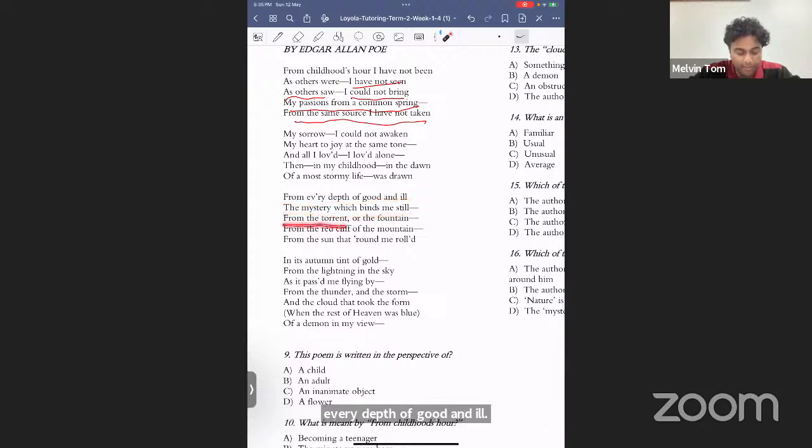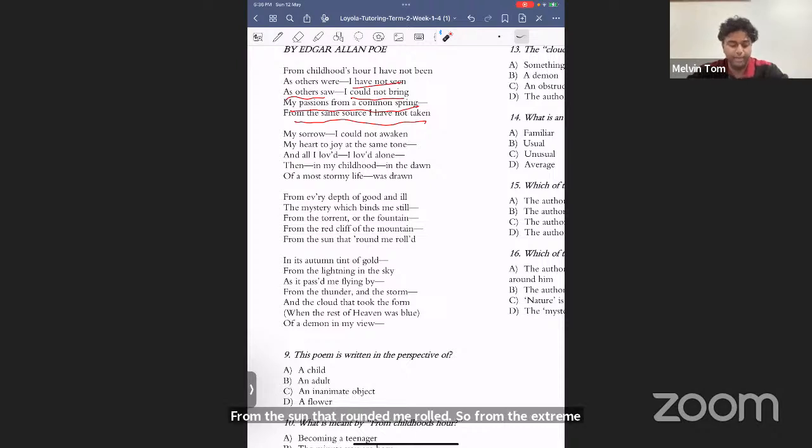From the torrent or the fountain, from the red cliff of the mountain, from the sun that round me rolled. So from the extreme of good and the extreme of bad, the mystery that binds me still, from the torrent.